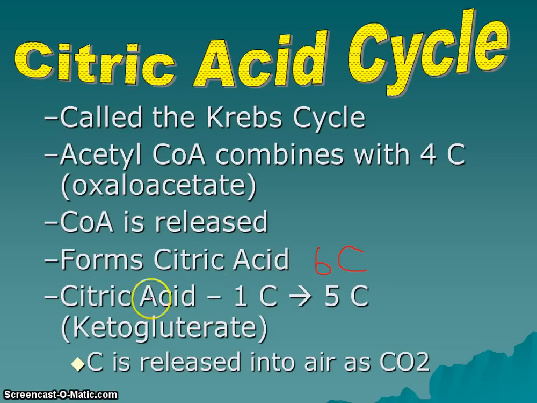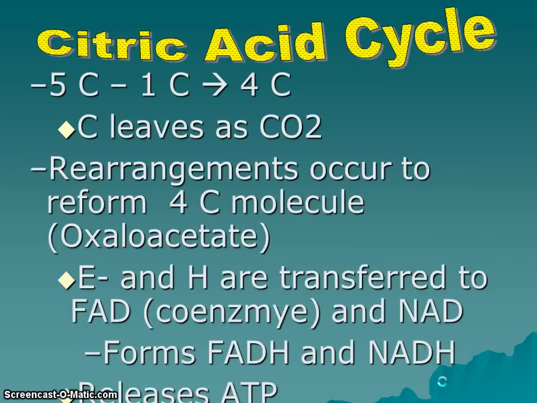Now, citric acid is a 6-carbon molecule. It's going to release a carbon and form a 5-carbon molecule, and the oxygen, because this is aerobic, is going to join with that carbon and be released into the air as CO2. So we have a 6-carbon molecule, we lose a carbon to make carbon dioxide, and we have a 5-carbon molecule. We're going to lose another carbon to make carbon dioxide for the 4-carbon molecule. And then there's going to be some rearrangements that occur to remake that original 4-carbon molecule, which is oxaloacetate.